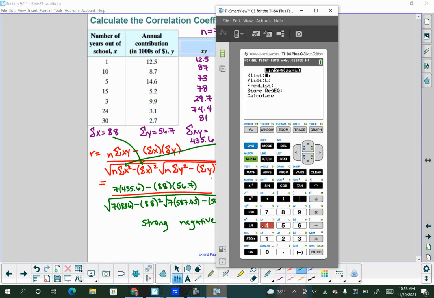So if you hit stat, calc, number 4, you guys should see L1 and L2 there. Does anybody not have L1 and L2? We're good? Okay, so just go down to calculate. And what we're looking for right now is that R value, and you can see the R value is negative 0.9078. It's the exact same number that we just did.